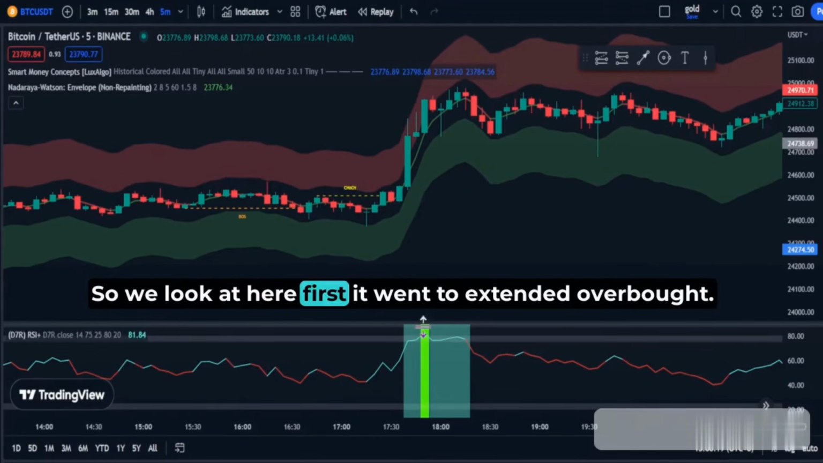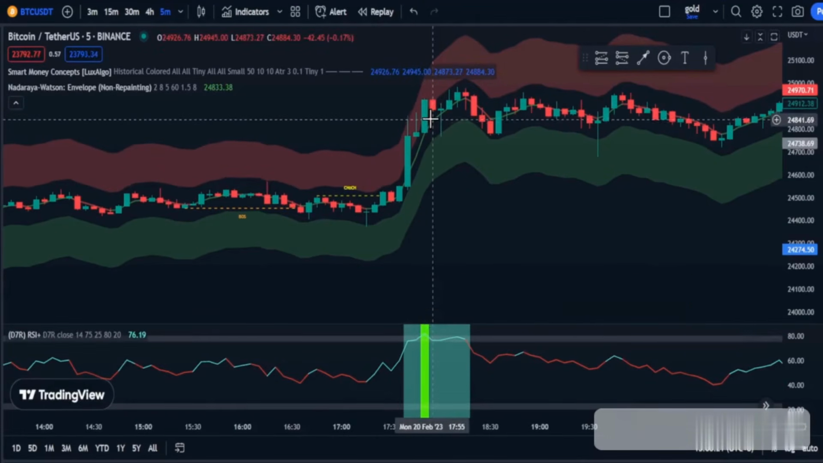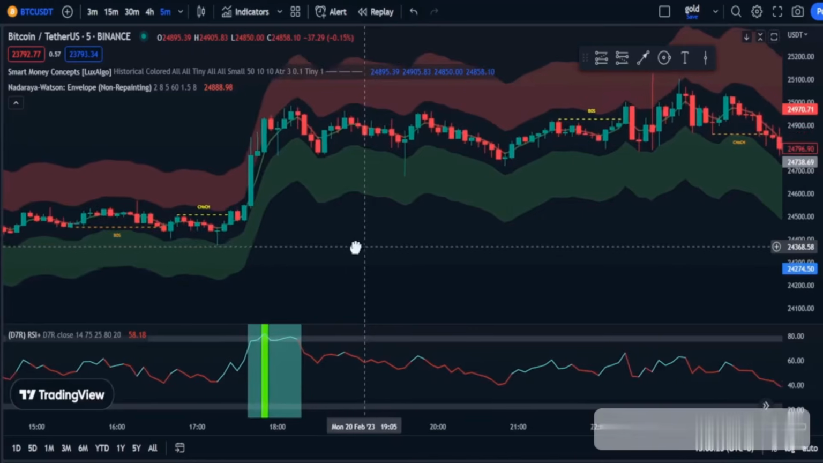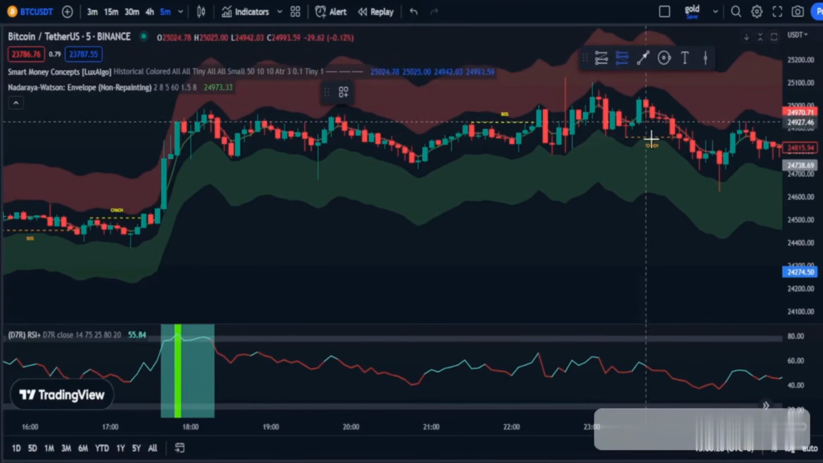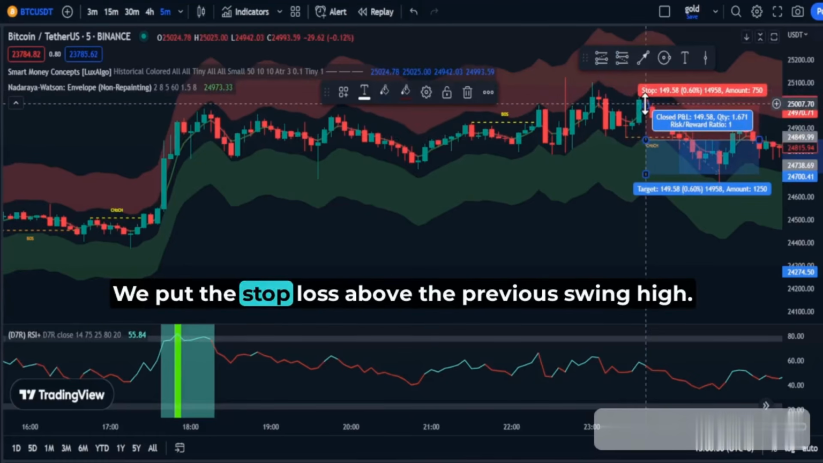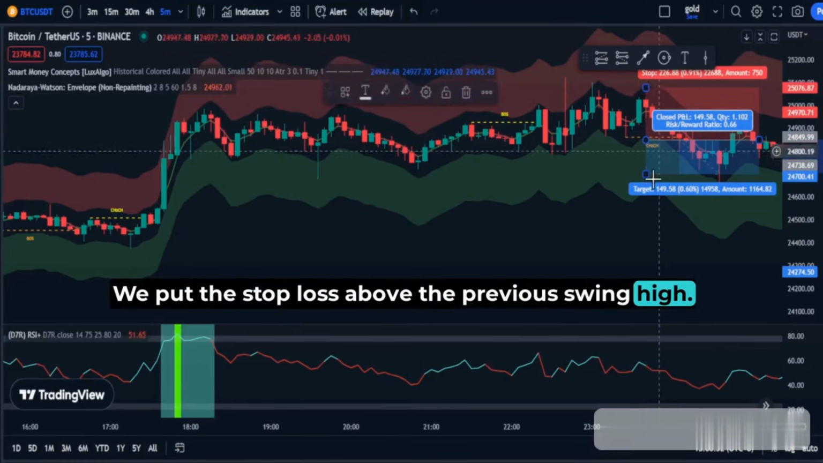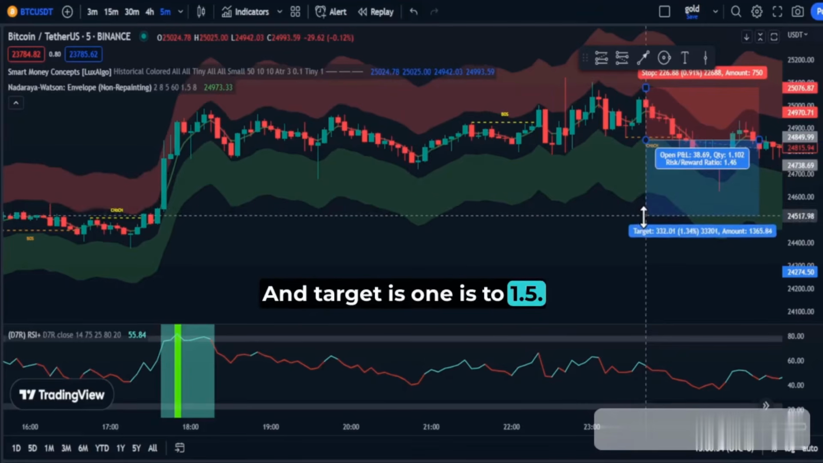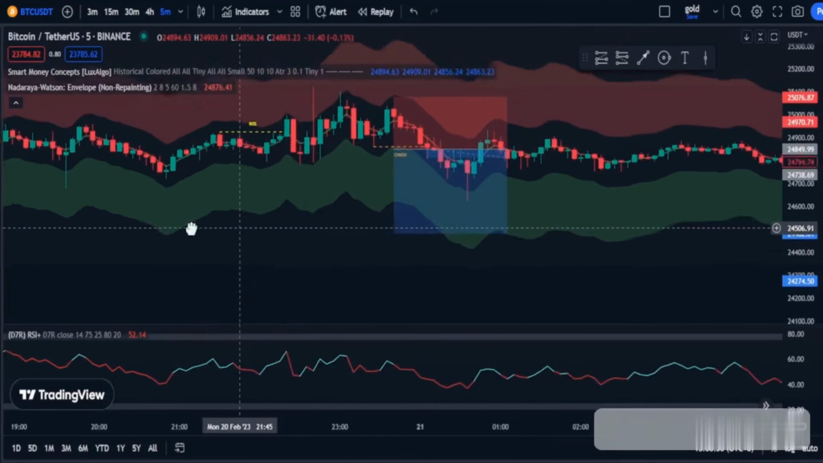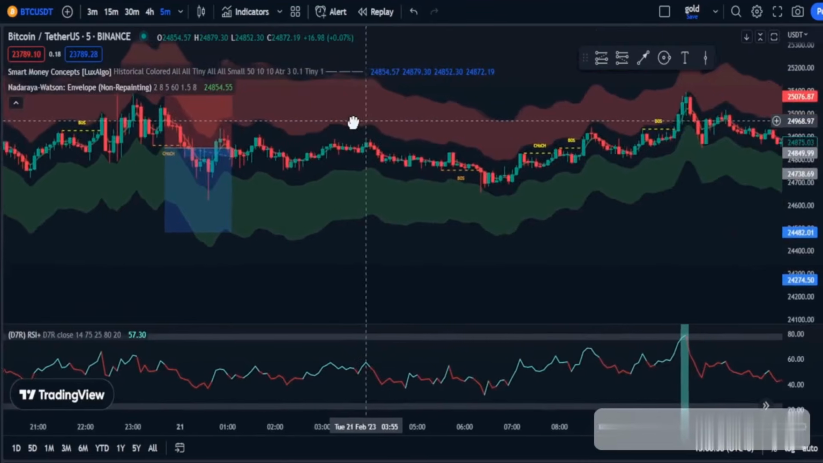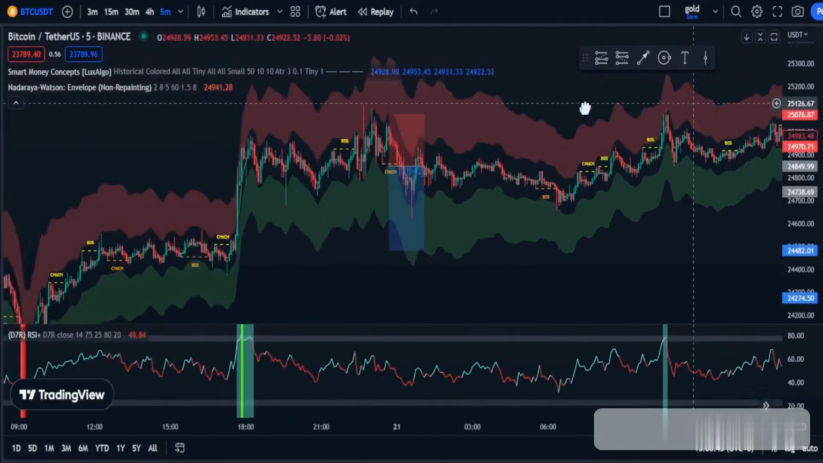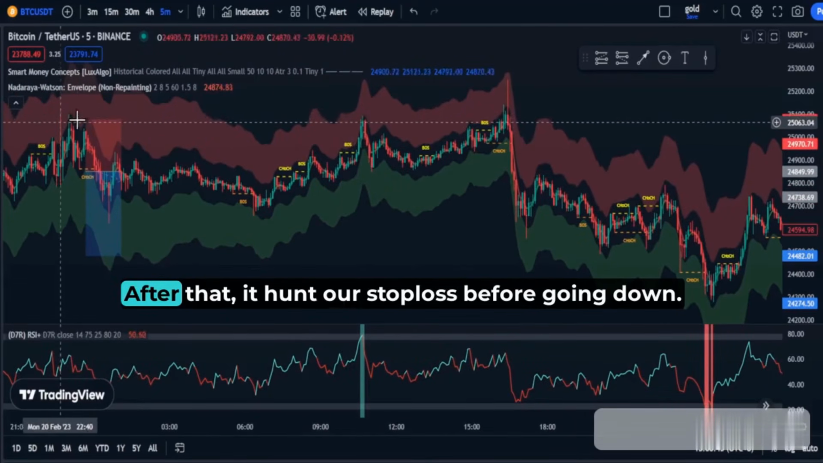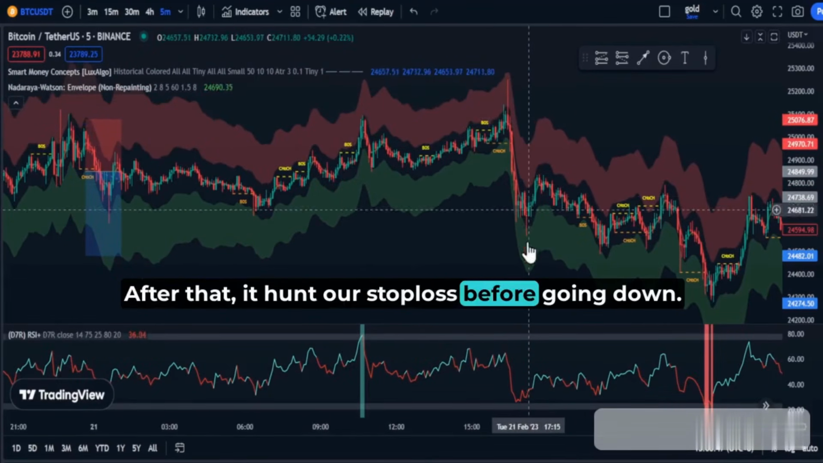So we look at here first. It went to extended overbought. Alright. And now we have a CHOCH. We put the stop loss above the previous swing high, and the target is 1:1.5. Let's see what happens next. Okay, after that, it hunted our stop loss before going down.